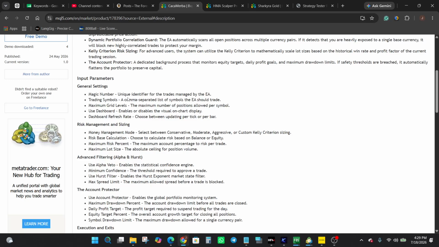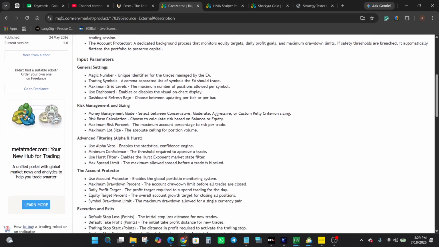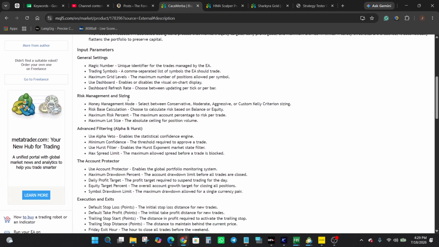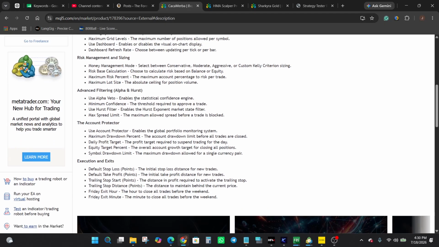Okay, so going through the input parameters, general settings include a symbol list the EA trades across, and a maximum grid level per symbol. Risk management offers conservative, moderate, aggressive, or custom Kelly criterion sizing modes with configurable maximum risk percentage and lot size ceiling. Now, the advanced filtering section lets you enable or disable the alpha veto and Hurst filter independently, along with a maximum spread limit. Okay, the account protector section covers maximum drawdown percentage, daily profit target, and per symbol drawdown limits.